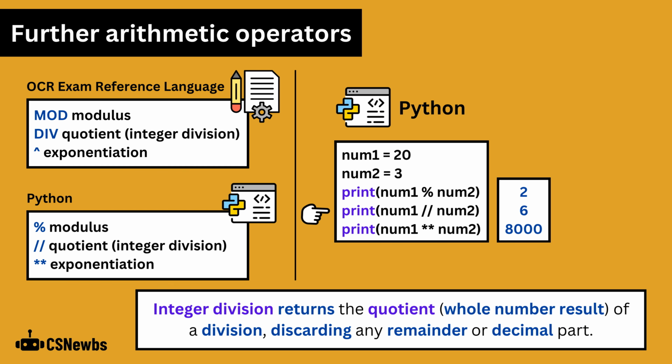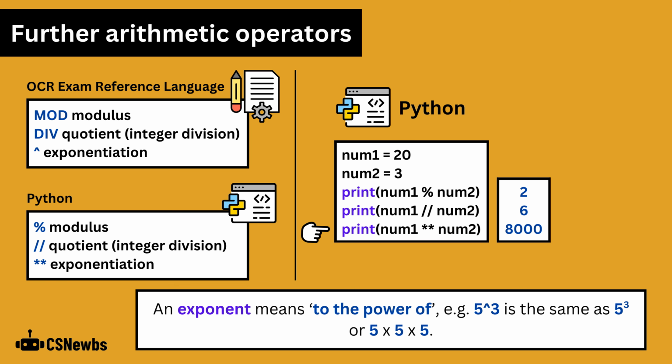Integer division returns the quotient, which is the whole number result of a division, and it discards any remainder or decimal part. 20 integer division 3 is 6. 20 divided by 3 is 6.666 recurring. Remove the decimal and you're left with just the integer, which is 6.